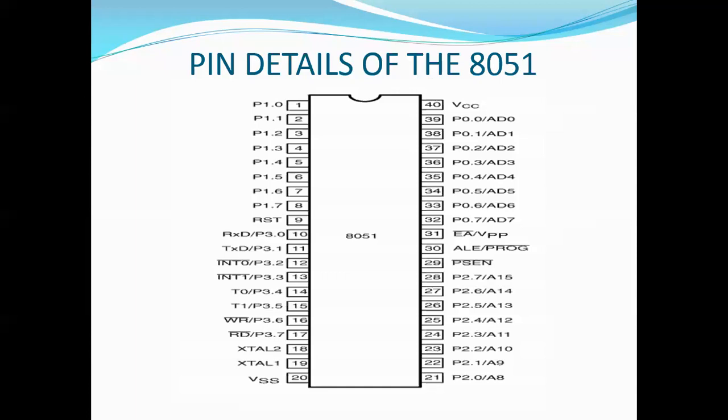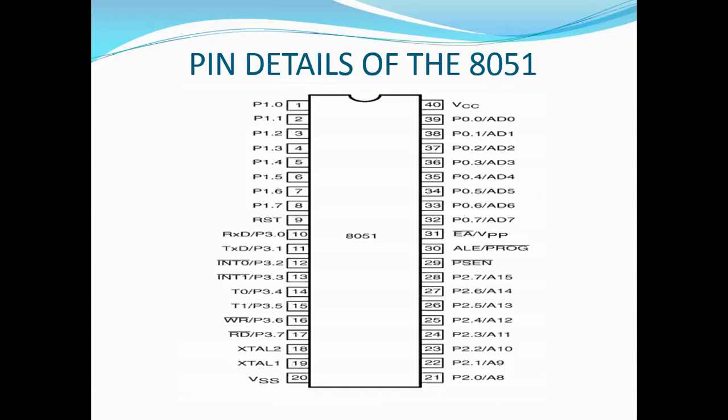Then port 1 has no alternate functions. Port 3 has alternate functions. What are the port 3 alternate functions? That is, what are the other functions? Receiver, transmitter, interrupt, timer, read, write. These are the alternate functions. How will we remember it?